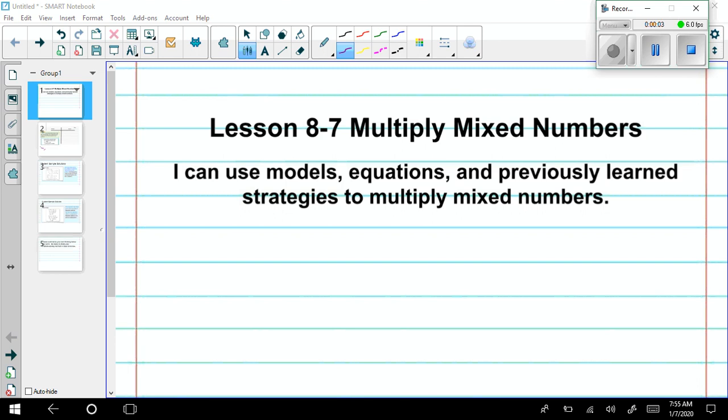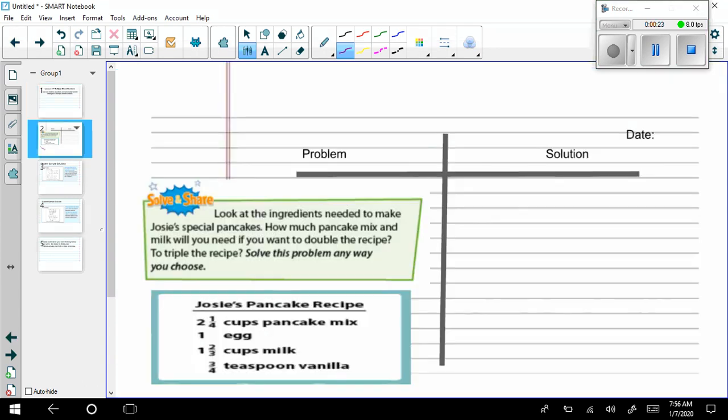Welcome to lesson 8-7, multiply mixed numbers. Please write your I can statement on your paper. I can use models, equations, and previously learned strategies to multiply mixed numbers. So basically in this lesson, you're going to get the opportunity to pick and choose what strategy works best for you to solve the problem.